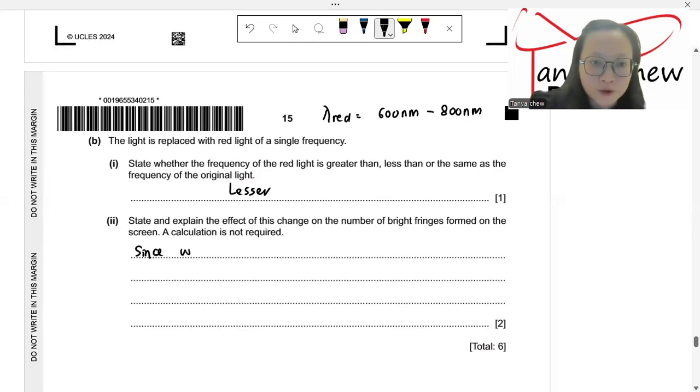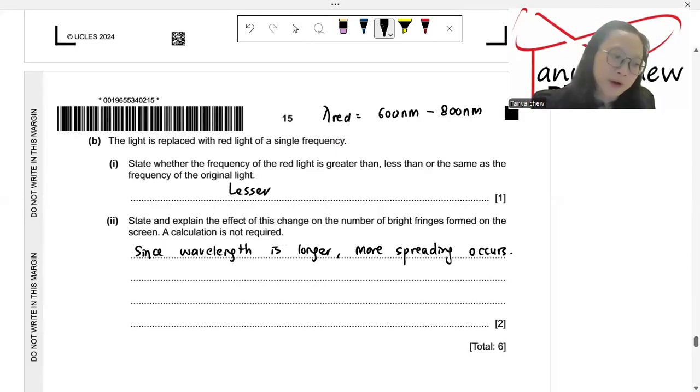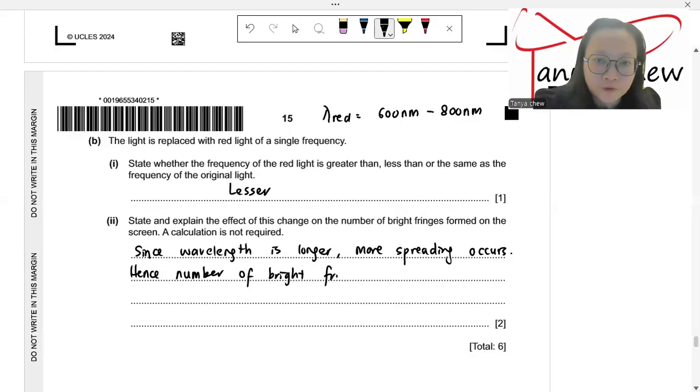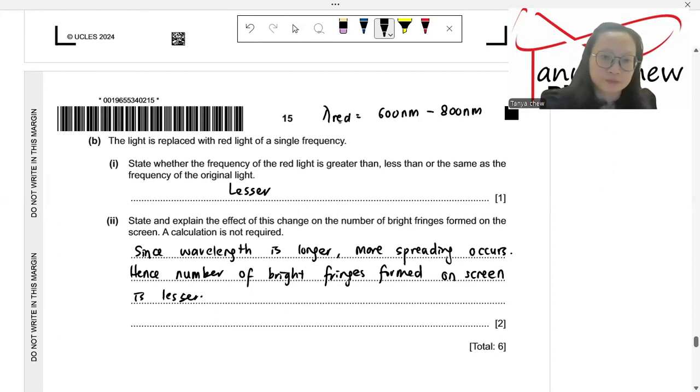I would say, since wavelength is longer, more spreading occurs, right? So hence, the number of bright fringes formed on the screen is lesser. So that's the answer.